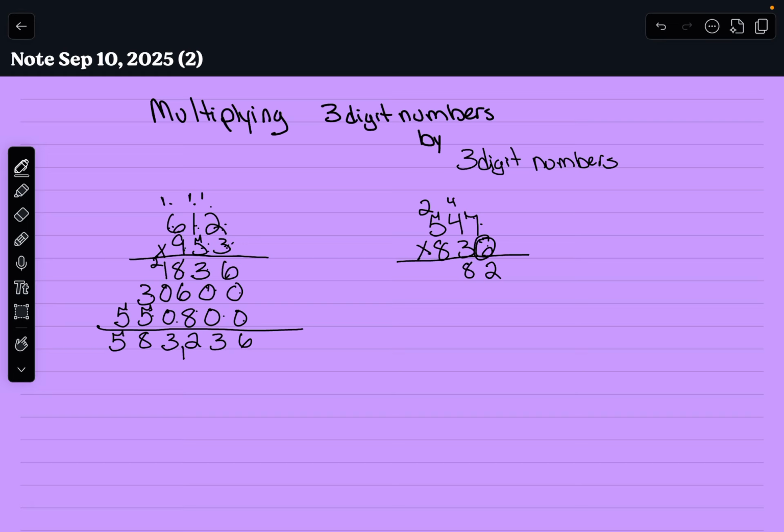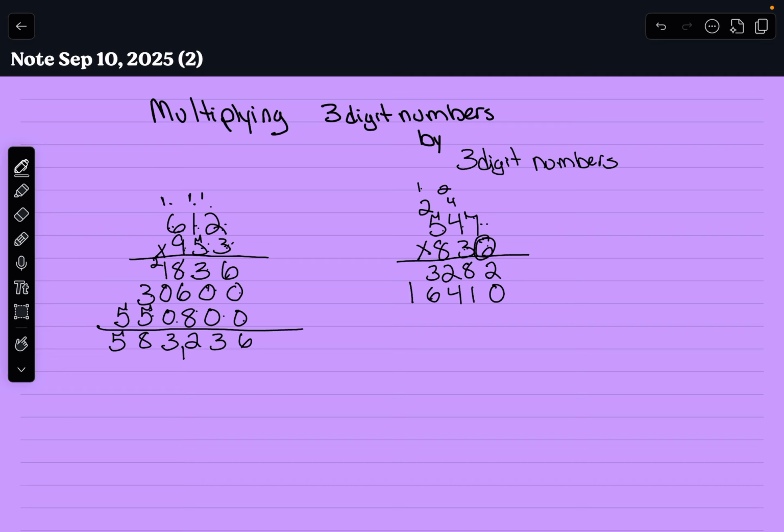And then 6 times 5 is 30. 30 plus 2 is 32. Now we're going to drop down our imaginary 0 and move on. 3 times 7 is 21. 3 times 4 is 12. 12 plus 2 is 14. Carry your 1. 3 times 5 is 15. 15 plus 1 is 16.